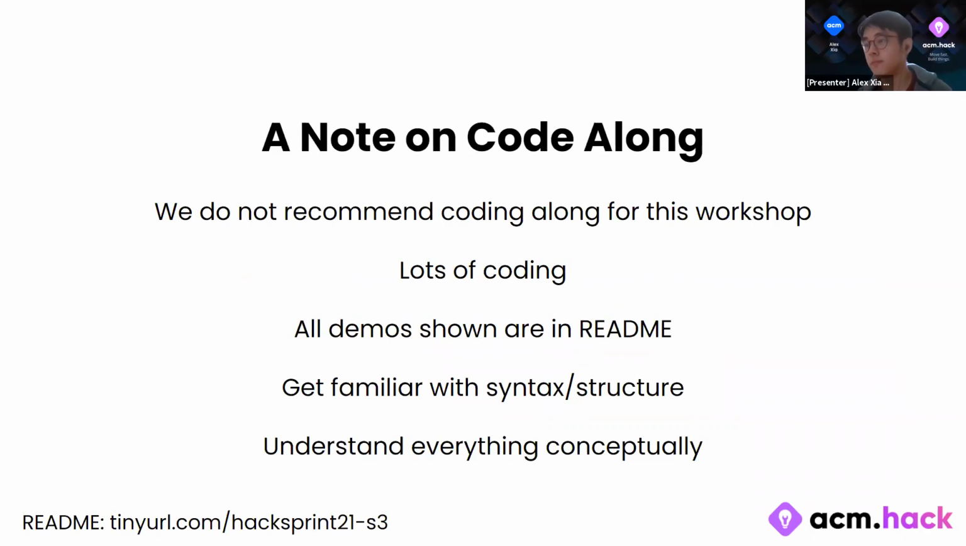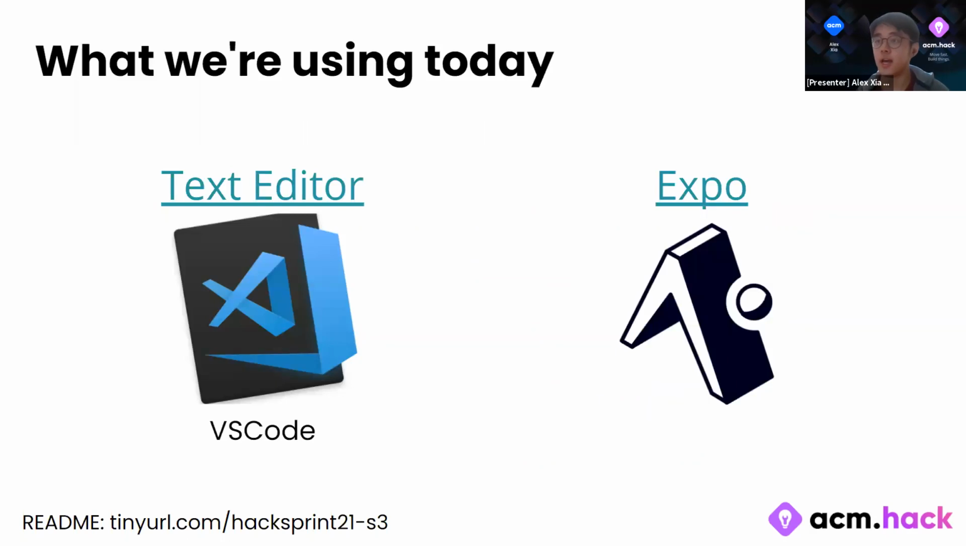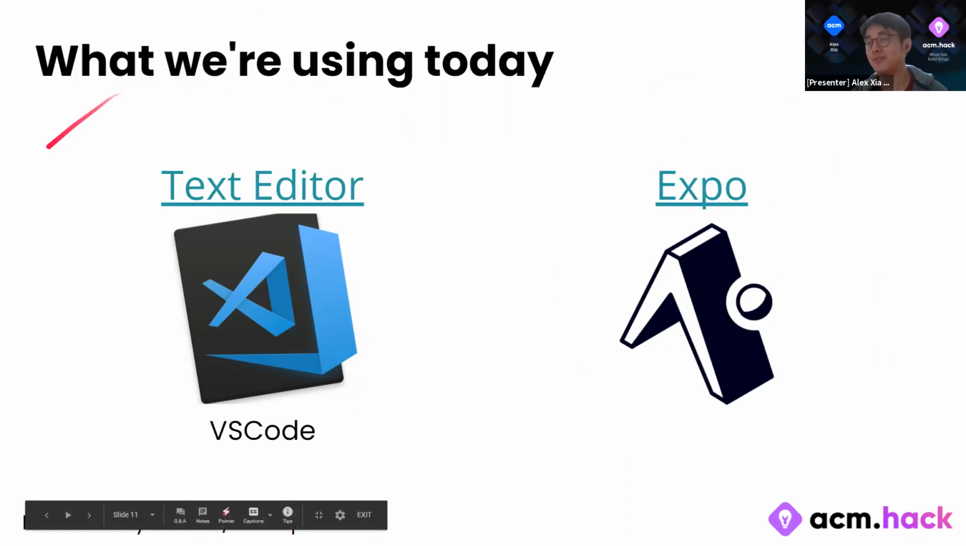And a note on code along. For this workshop, we have 2 demos, and so we don't really recommend coding along because there'll be lots of coding. If you want to see the code and go back and code it after this workshop, you can go to the README, and all the demos are in the README. Our main goal for today is to get familiar with the syntax and structure so that you can understand everything conceptually. What I'm going to be using today is Expo and VS Code.